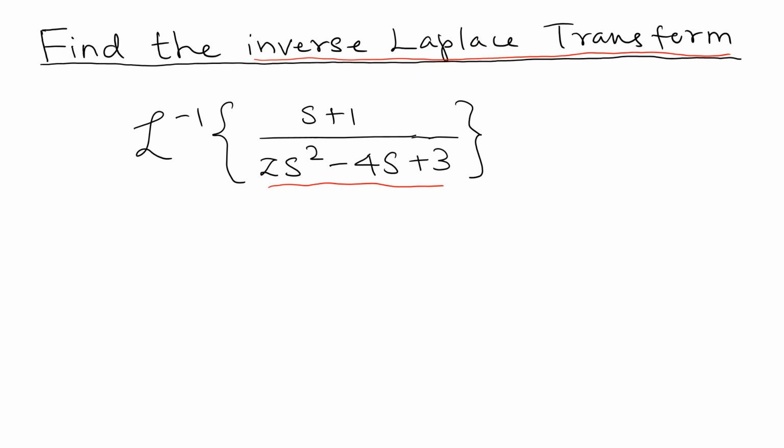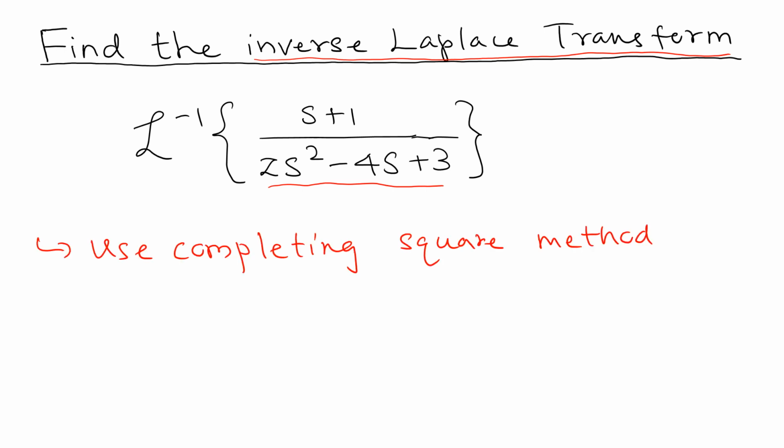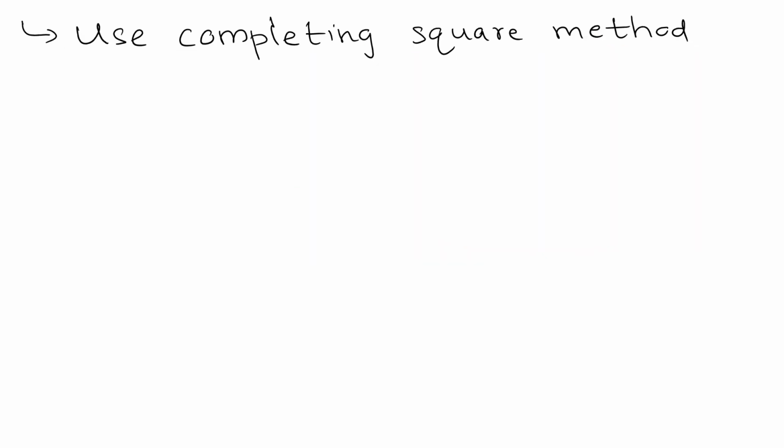So since you cannot do that, the next thing we're going to try is to see whether we can write the denominator as a complete square. So that is the argument we use. We use the completing square technique. So let's start with that. We're going to start with just the denominator.